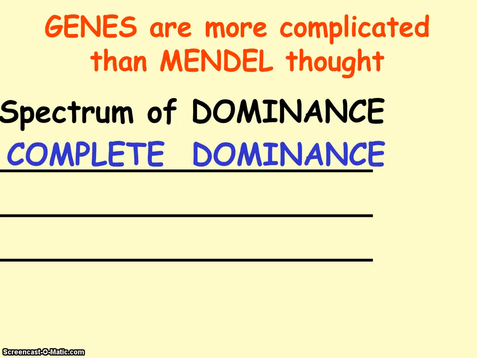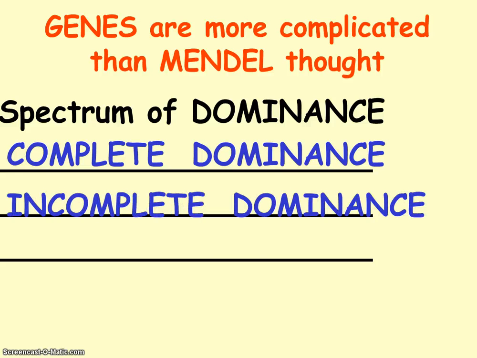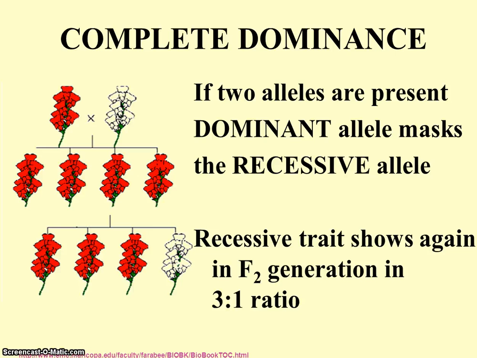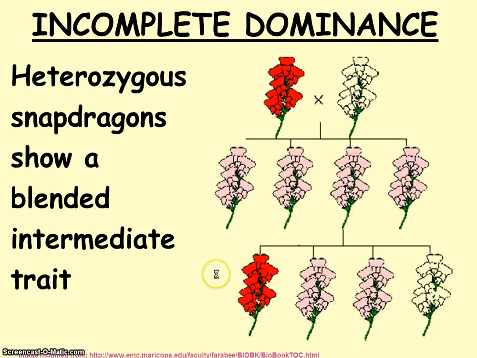As far as spectrum of dominance, we have complete dominance, incomplete, and codominance. So it's not as simple as that purple and white flower we saw earlier. Sometimes they're a little bit different. Complete dominance, this is that purple and white flower, this time red and white, but breed the parents, they all are heterozygous, and we get our wonderful 3-to-1. So that is dominant versus recessive.